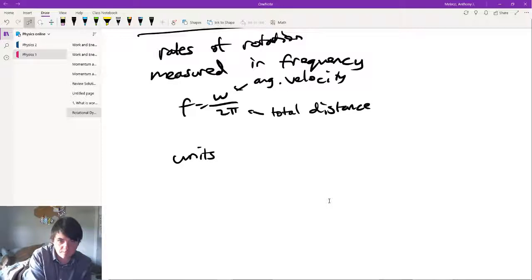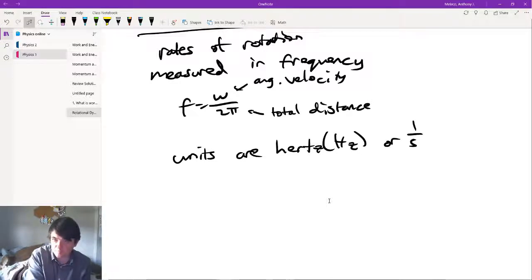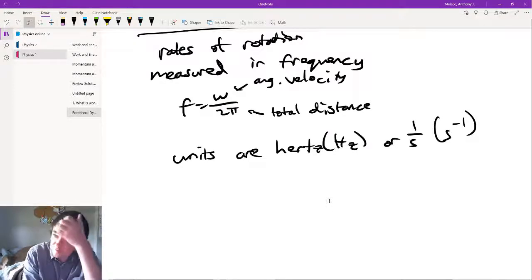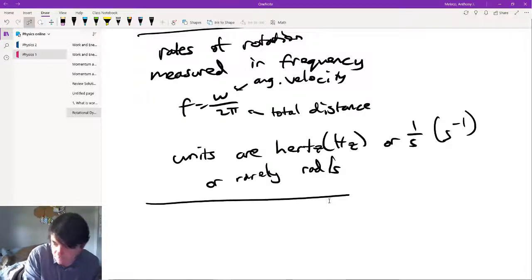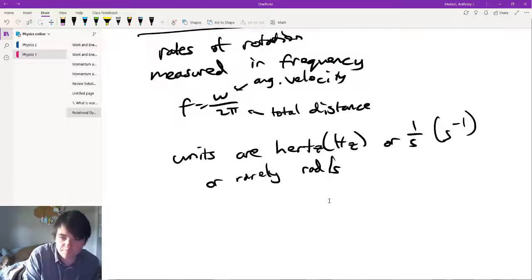The units are hertz, or 1 over second. And 2 pi times the radius is the total distance here, but that comes from a derivation on that. Anyway, units are hertz, or 1 over second, or rarely rad per second. And again, this is because radians are actually dimensionless. Oops, forgot one more thing.